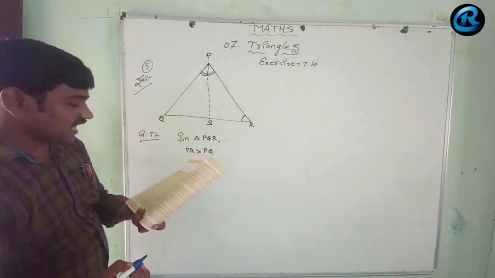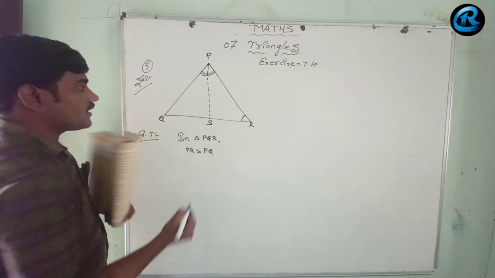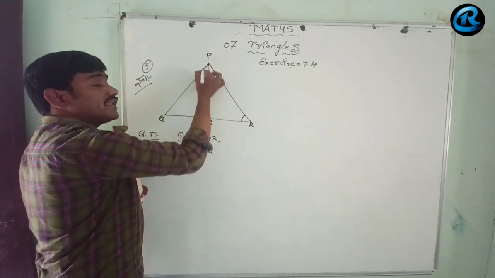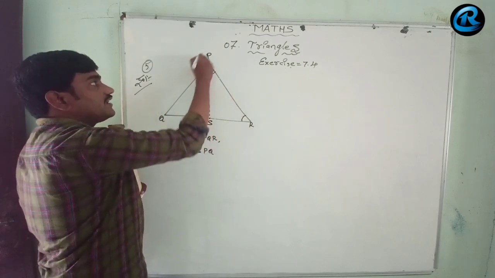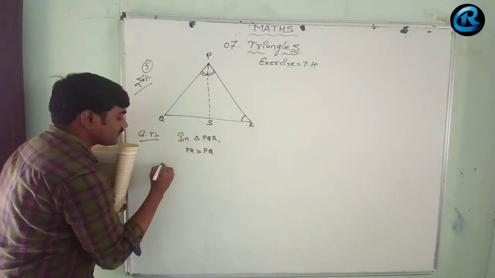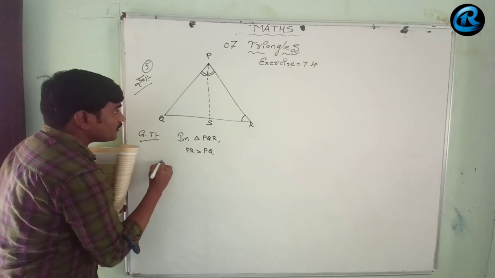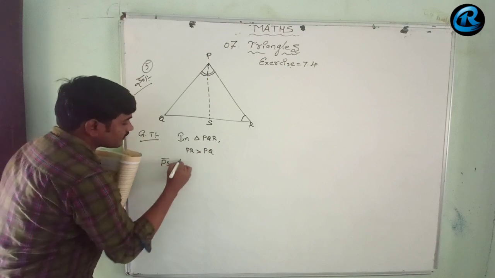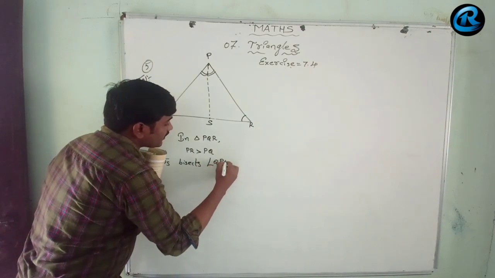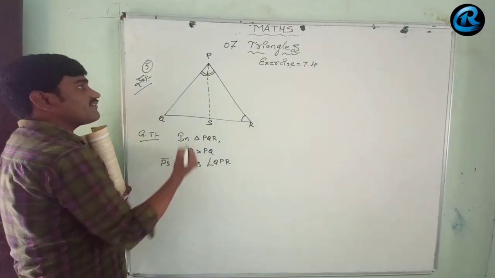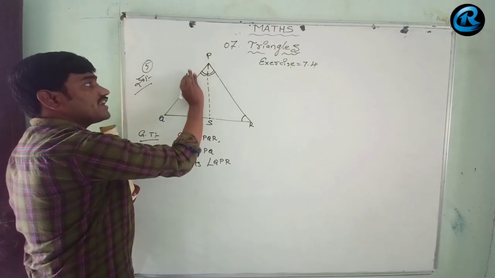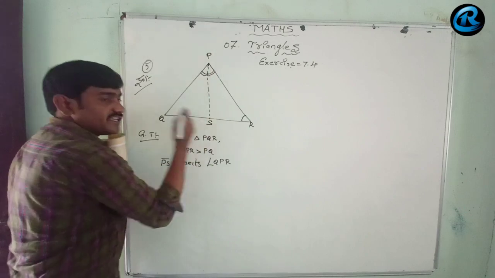And PS bisects the angle QPR. This PS bisects the angle QPR. ఈ angle P ని ఈ PS అనేది bisect చేస్తుంది. What is the meaning of bisect? PS bisects angle QPR. That means this PS is bisecting angle P, that means this angle P is divided into two equal parts by this PS.